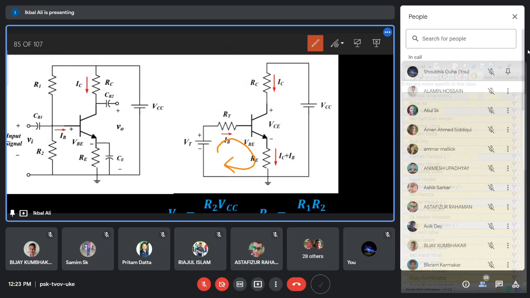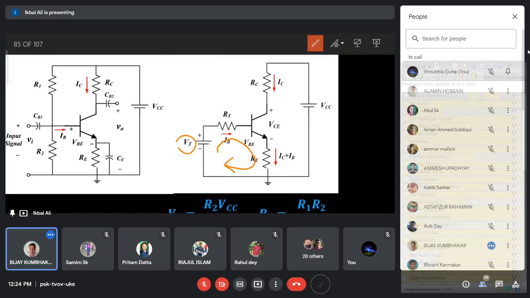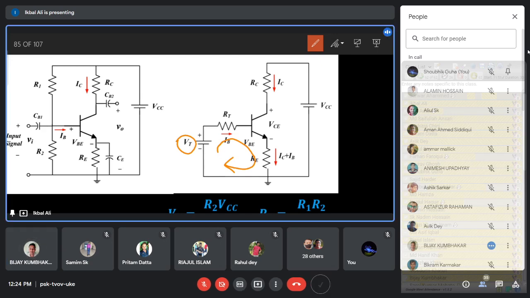Anybody can try it? What will be the KVL equation for the base side? This is your minus VT. Okay, minus VT. Minus VT plus IB RT plus IC plus IB into RE equals 0.